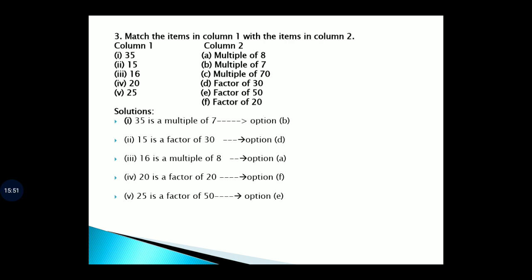Now move on to the next one, that is 16. Now compare column 2. 16 is a multiple of 8. Of course it is a multiple of 8. So option A is the answer. Fourth one, 20. 20 is a factor of 20. As you can see here, factor of 20 is given in column 2. So option F. Now fifth one, 25 is a factor of 50. That means option. Comparing here we can see the options which say that the given questions are correct.